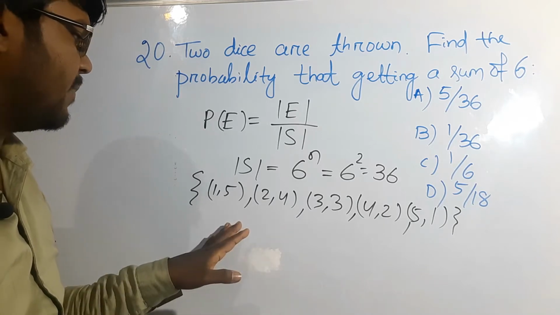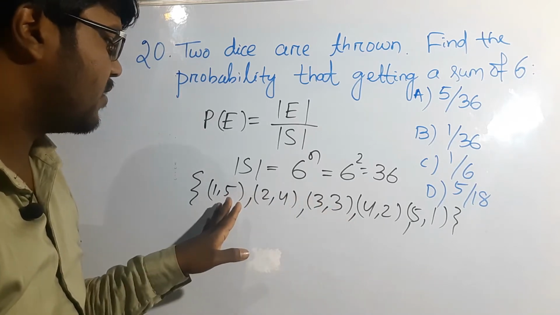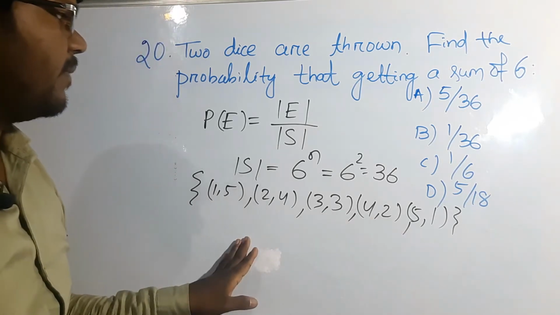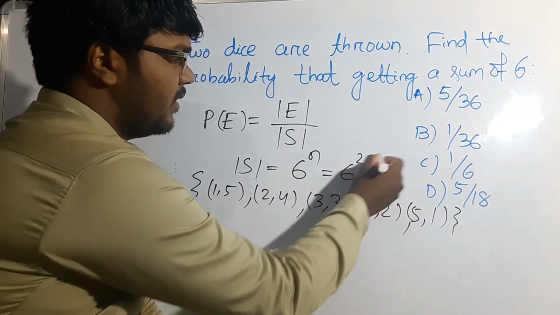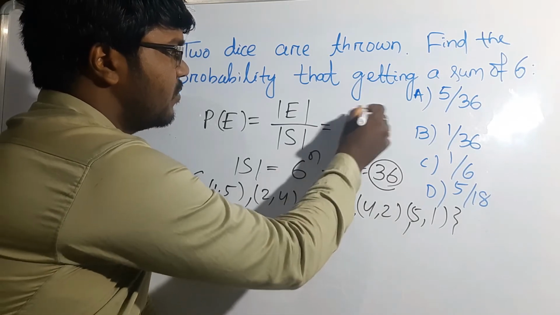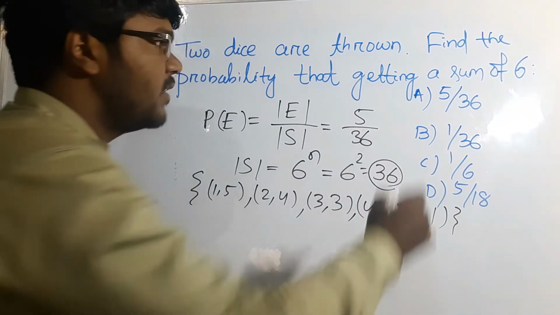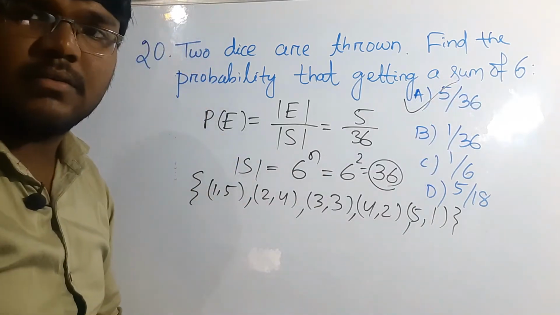Then what will happen? Here the number of events is 1 2 3 4 5, and the total sample space is 36. So here the answer is 5 by 36. Our option number A is the correct answer.